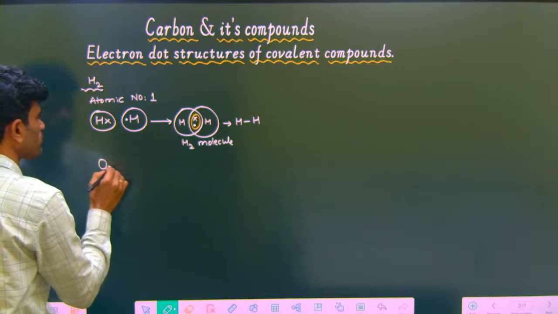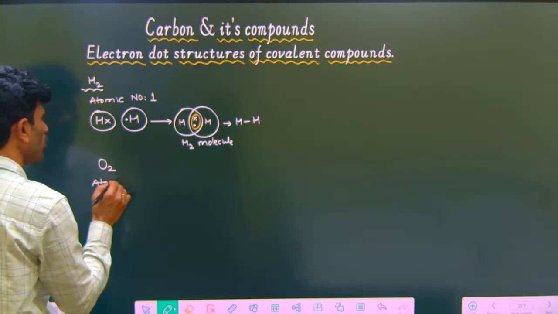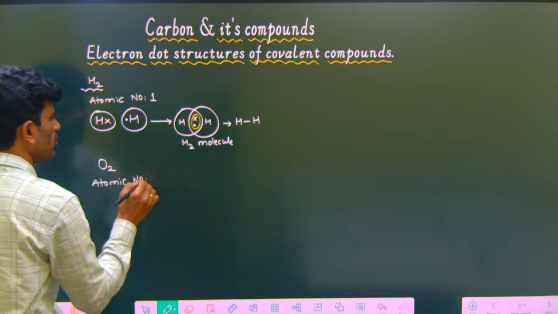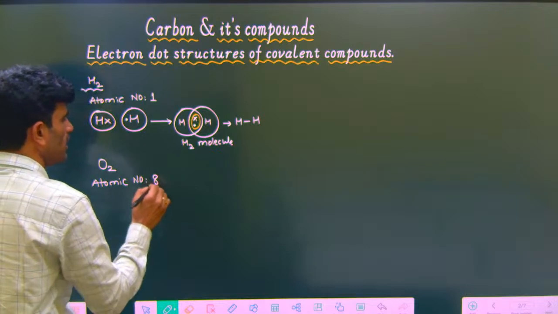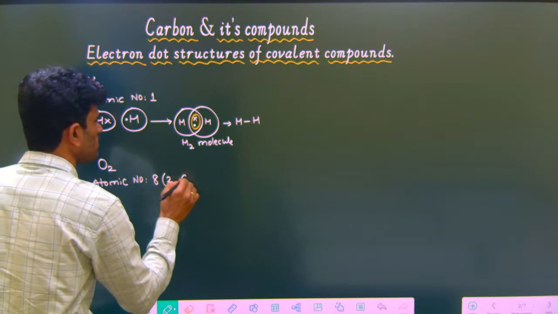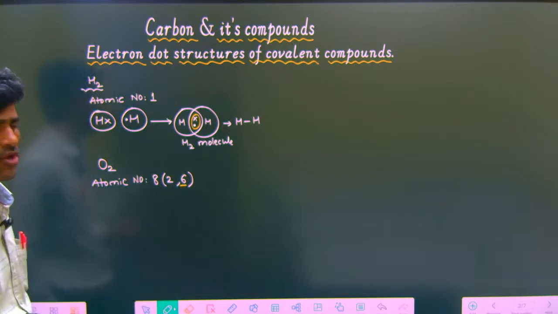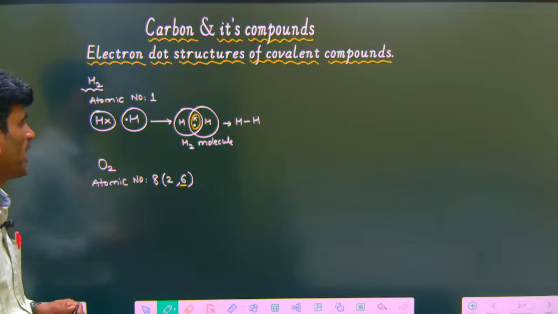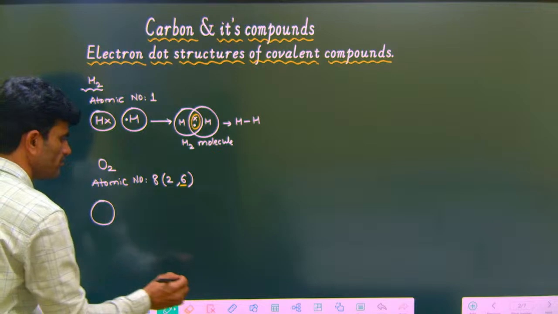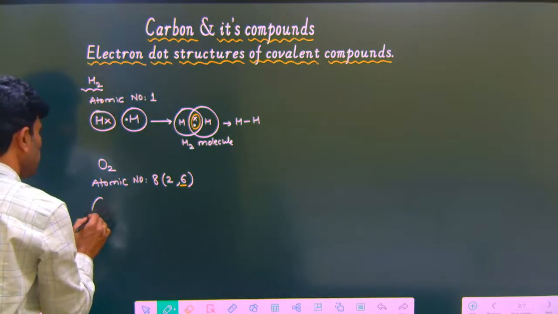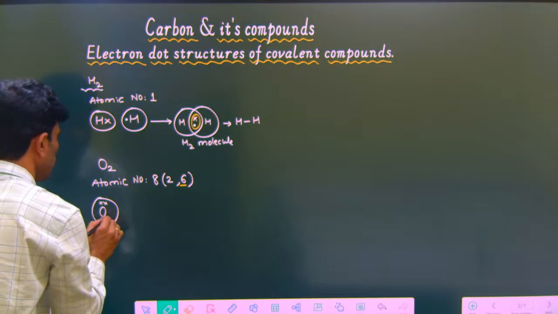Similarly, O2. What is the atomic number of oxygen? Atomic number of oxygen is 8 and its electronic configuration is 2, 6. By this we understand each oxygen atom has 6 electrons in its outermost shell, but it wants 8 electrons in its outermost shell. I have already done one video on this, but because it is a very important topic, I am telling you again.